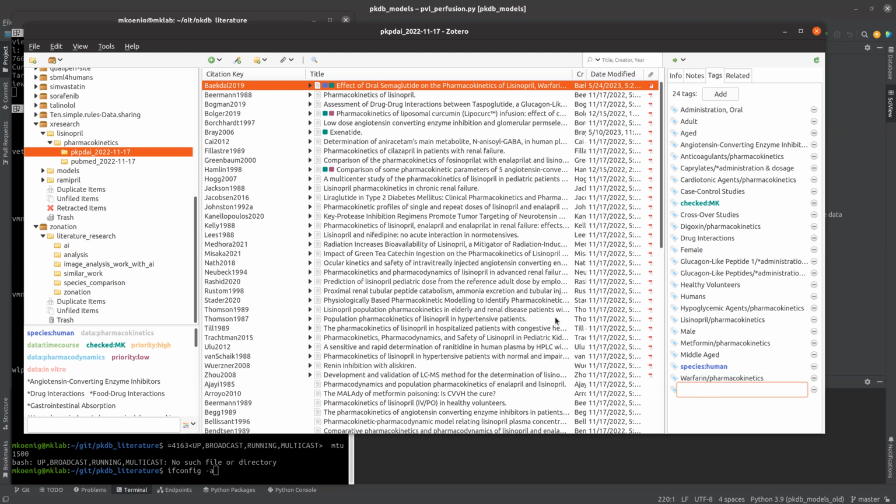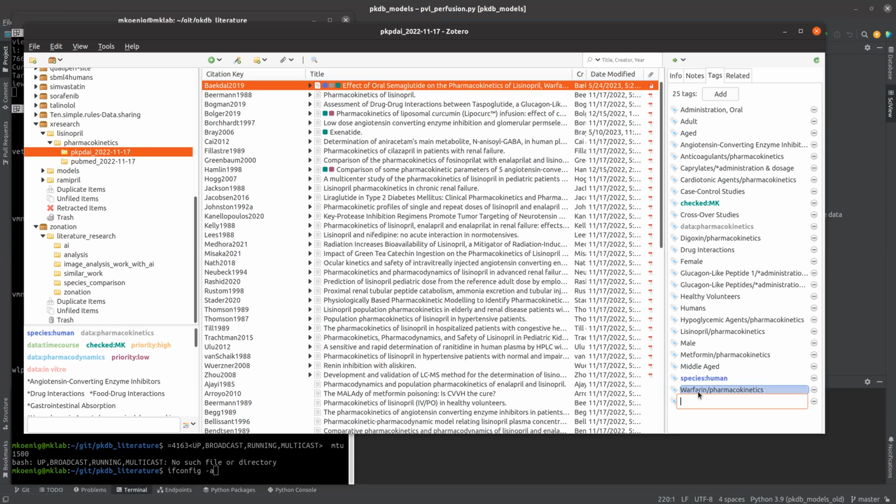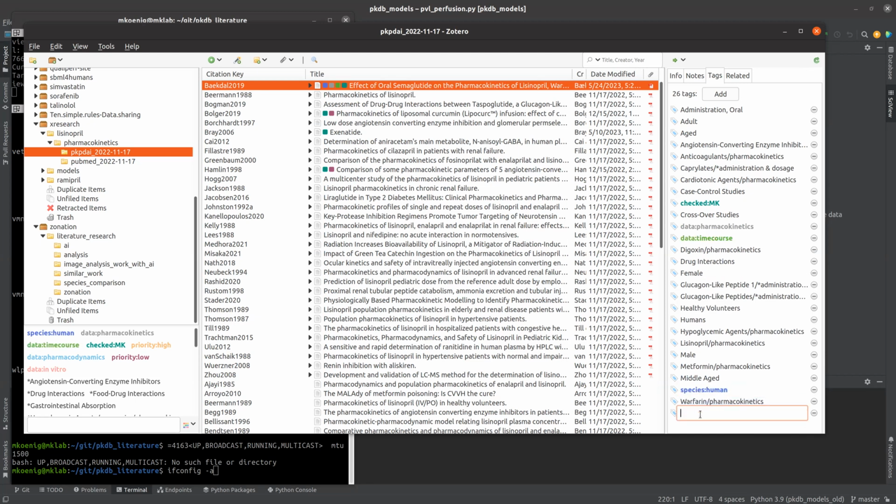Often you find rat data and you find human data and you find horse data, which is very surprising. Then we annotate this here. This is species human, and then we also annotate what kind of data we found. In this case, we found pharmacokinetics data and time course data. So this is a pretty good study, and I would put it in the priority high category. There's definitely useful data in there.